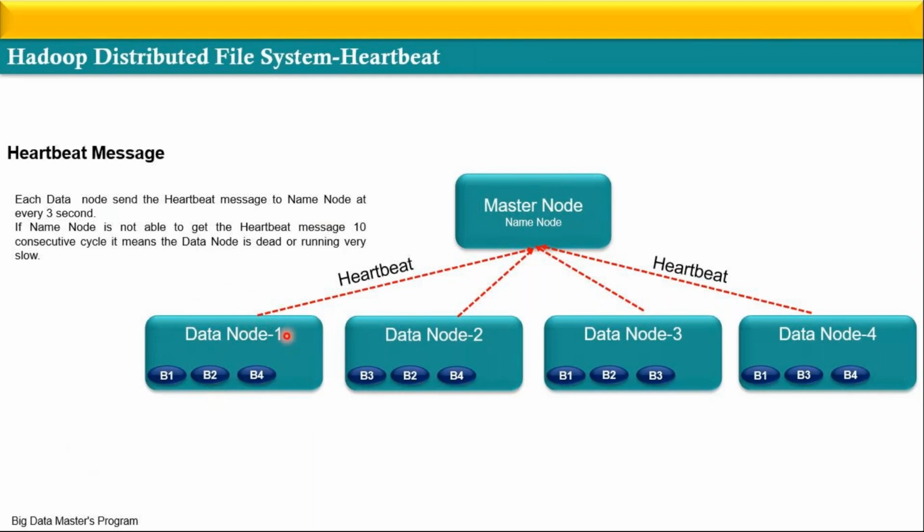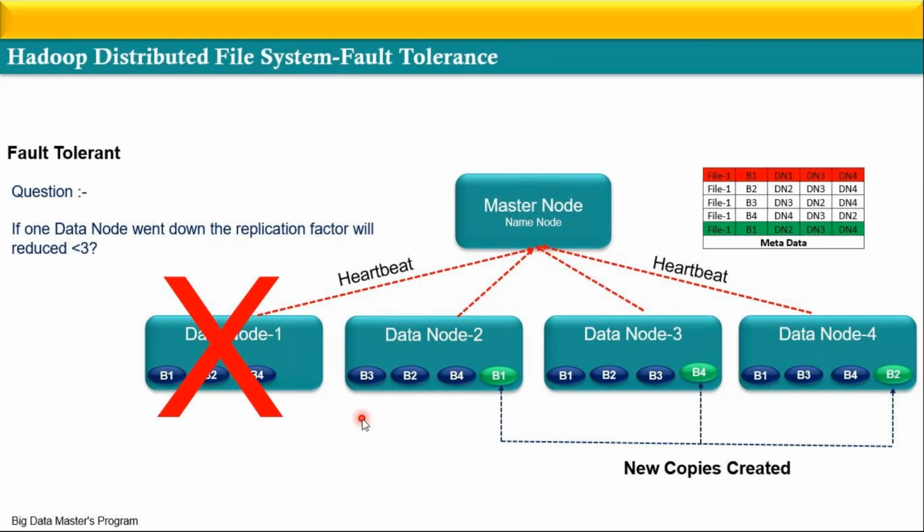This machine is saying, hey master node, I'm live, I'm inside the cluster. In the same fashion, this one is also sending the heartbeat message: hey master node, I'm live inside the cluster. So every 3 seconds, these machines are sending the heartbeat message. Okay, now we are able to get the information.